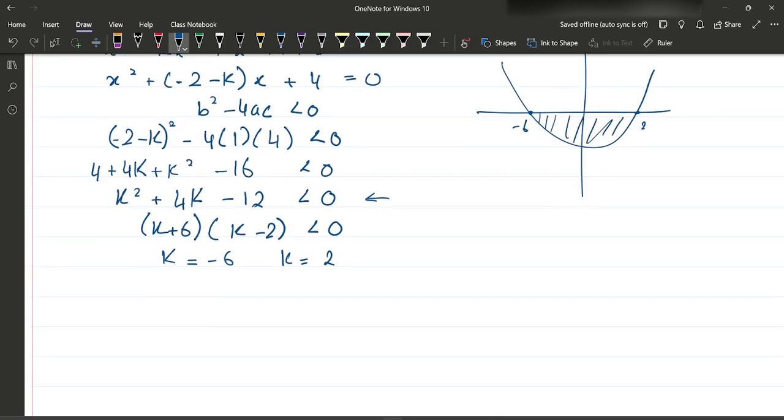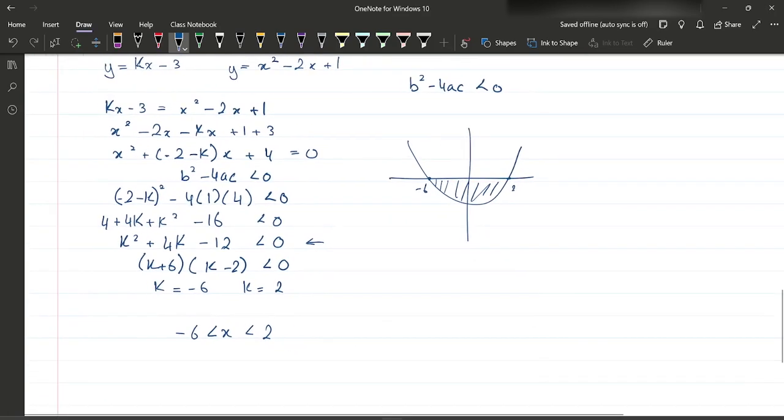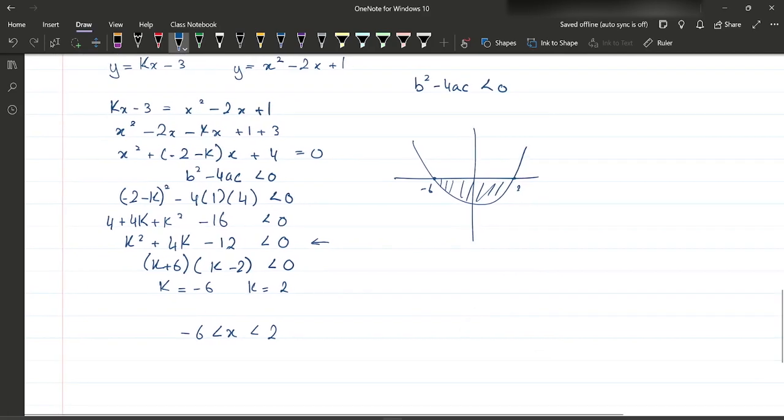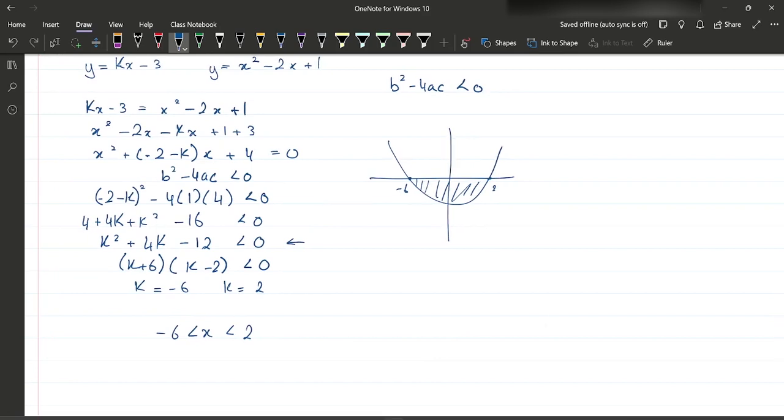So for that range, let's write if k is greater than minus 6 and k is less than 2, we're going to find that our line does not intersect with the curve, and that's all there is to it. Okay, so that is the end of the chapter on quadratics. Next, we're going to be starting indices and surds.